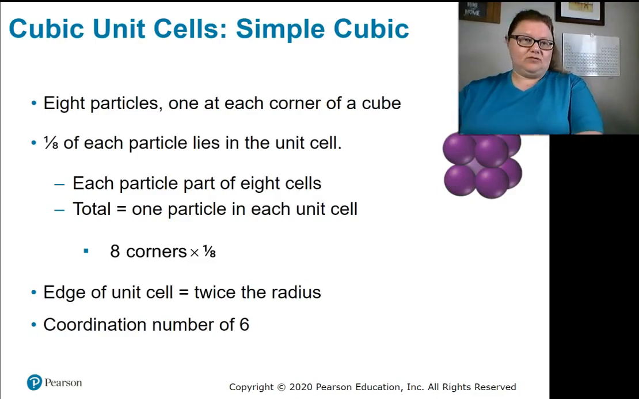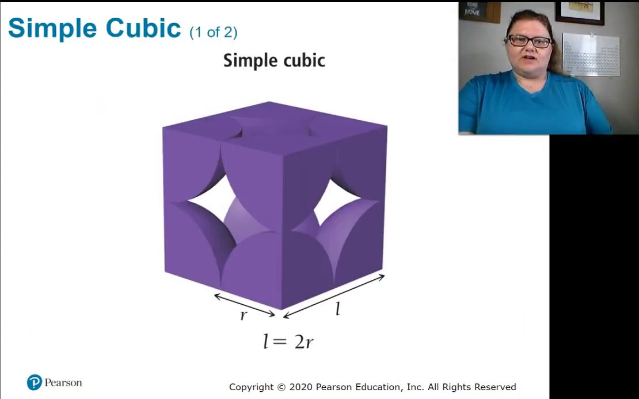And then that way you can revisit it and it shows the animation that helps with the description. So we see that the edge is twice the radius, so it's pretty equal there, and the coordination number would be 6.